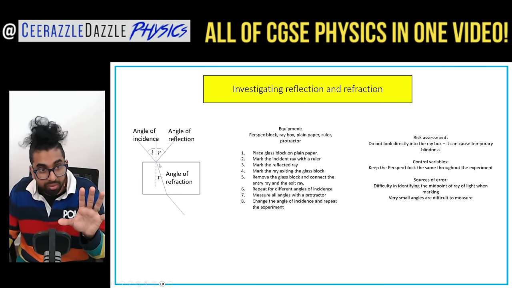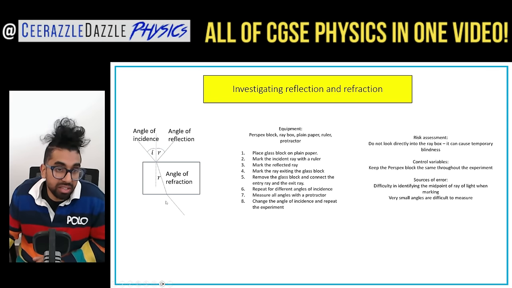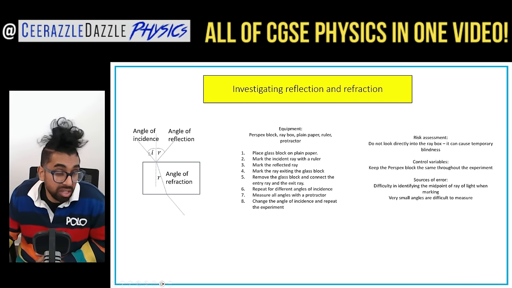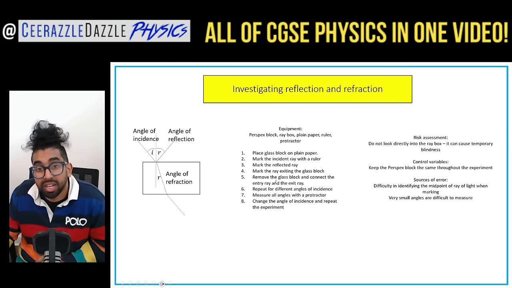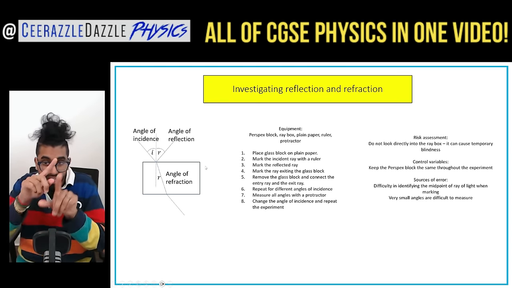Then once you're done with that, you remove the glass block, you connect the line over here, and then you can measure the angle of incidence, the angle of refraction, which is this angle, and the angle of reflection. So don't forget, you're taking the angle of incidence, angle of reflection, and angle of refraction. This is quite a tricky practical. Make sure that you state that you have to remove the block and then connect the line.